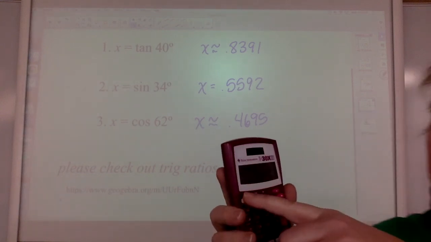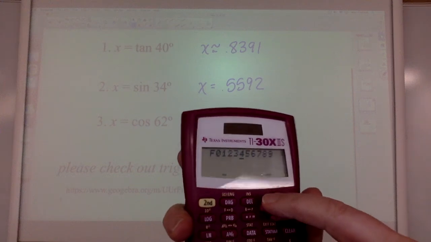Okay? If you want to get it back, hit second fix again. You change it to an F, that means float.